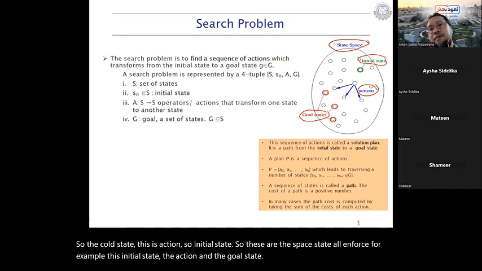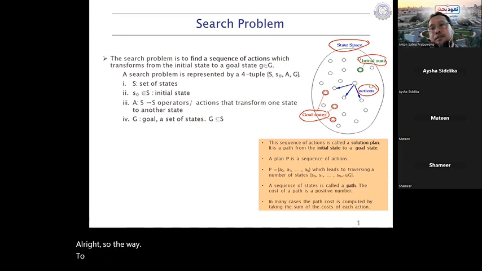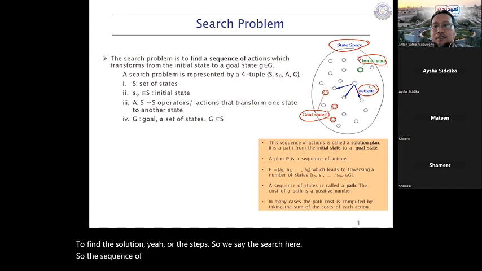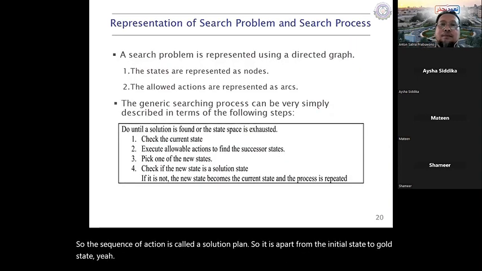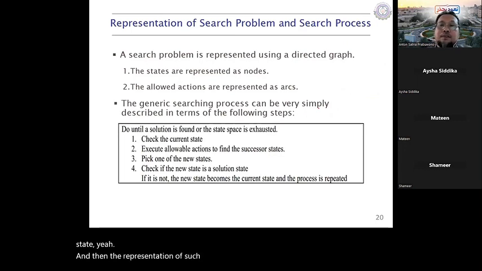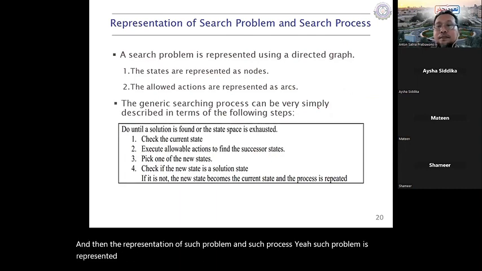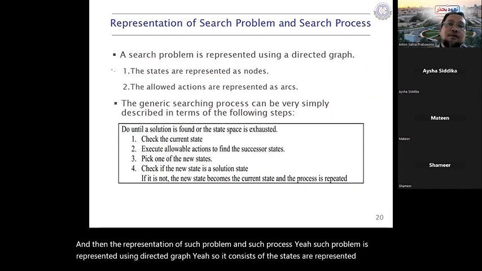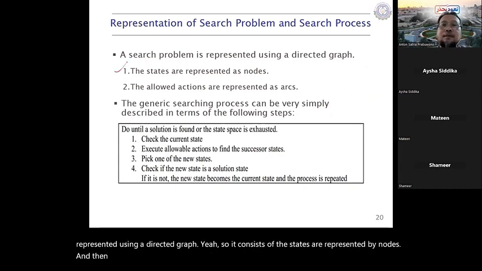So the way to find the solution is the search here. The sequence of actions is called a solution plan. It is a path from the initial state to a goal state. Such a problem is represented using a directed graph, where the states are represented by nodes and the allowed actions are represented by arcs.